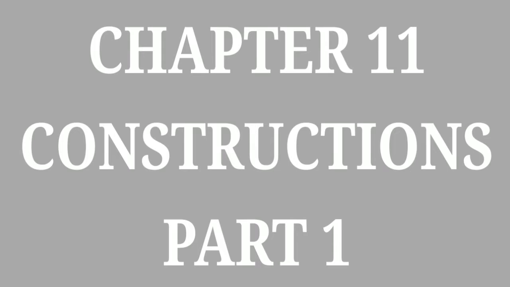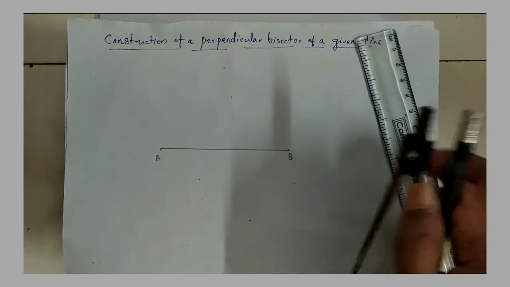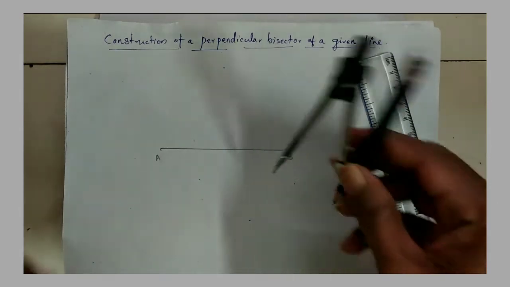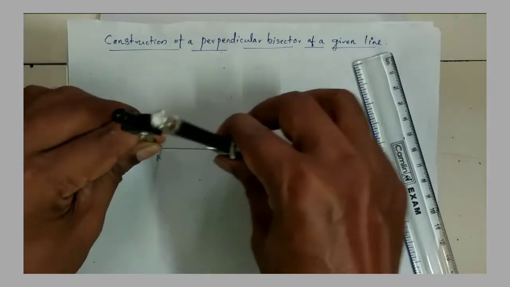Chapter 11 Constructions Part 1. First of all, we have to construct a perpendicular bisector of a given line. Bisector means equally cut the line. For this, we draw a line AB and take a compass.